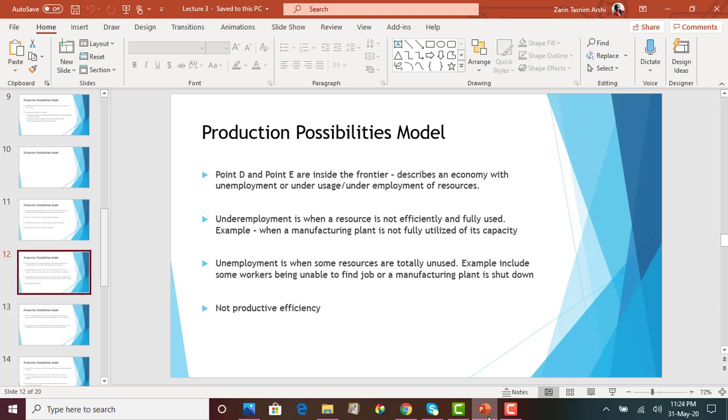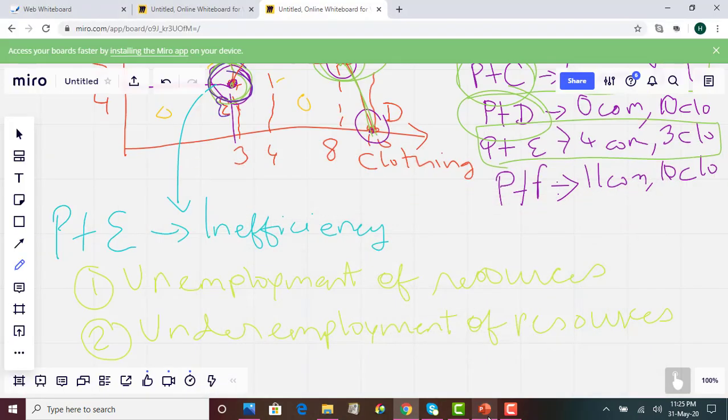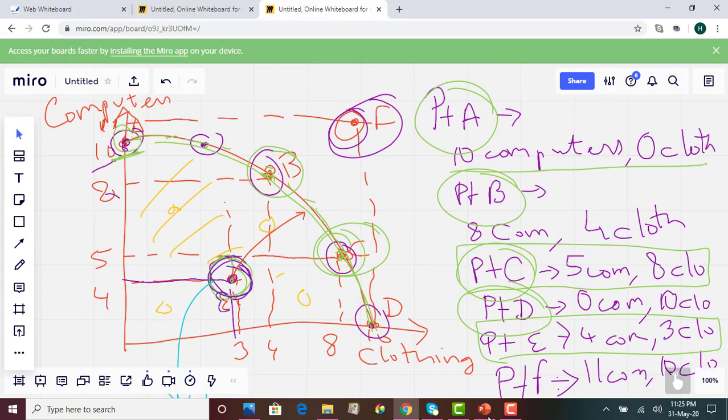The other cause of inefficiency is unemployment of resources. That means some resources are totally unused. Examples would include some workers being unable to find a job, or a manufacturing plant being shut down. If someone is unable to find a job, or if there is a shut down manufacturing plant that is not operational, then we are not employing that resource, so that's unemployed, and that's why we have inefficiency. So these two reasons can cause inefficiency, and in that case we will operate below the graph.